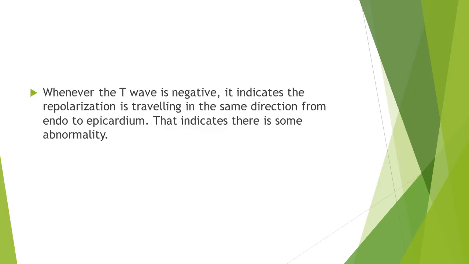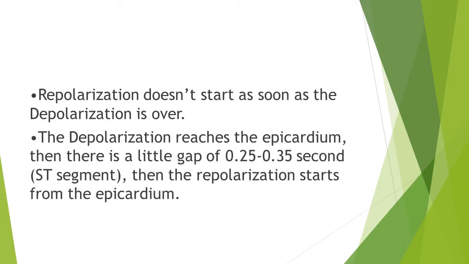Whenever the T wave is negative, it indicates the repolarization is also traveling in the same direction, from endocardium to epicardium. That indicates there is some abnormality. The repolarization doesn't start as soon as the depolarization is over. The depolarization reaches the epicardium, then there is a little gap of 0.25 to 0.35 second, then the repolarization starts from the epicardium.